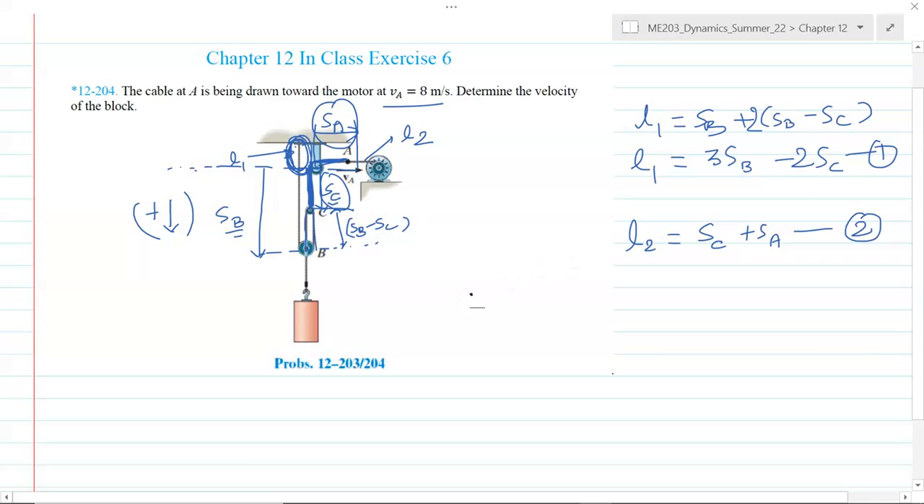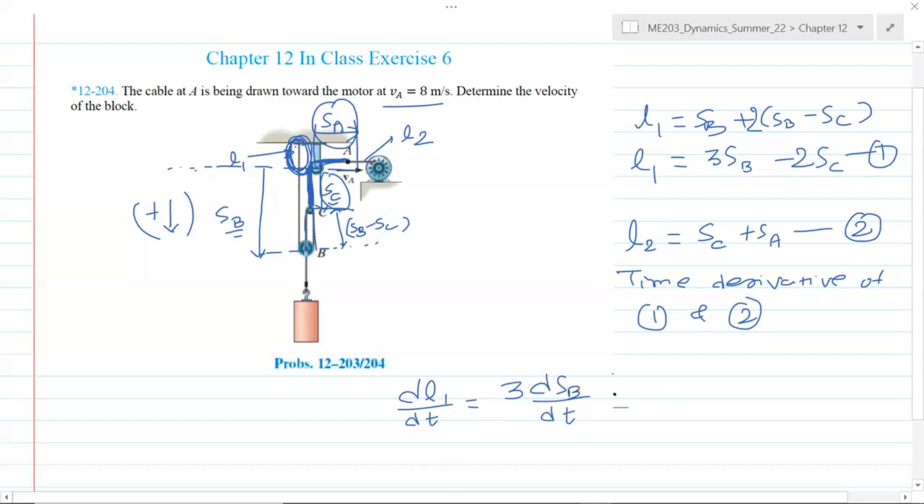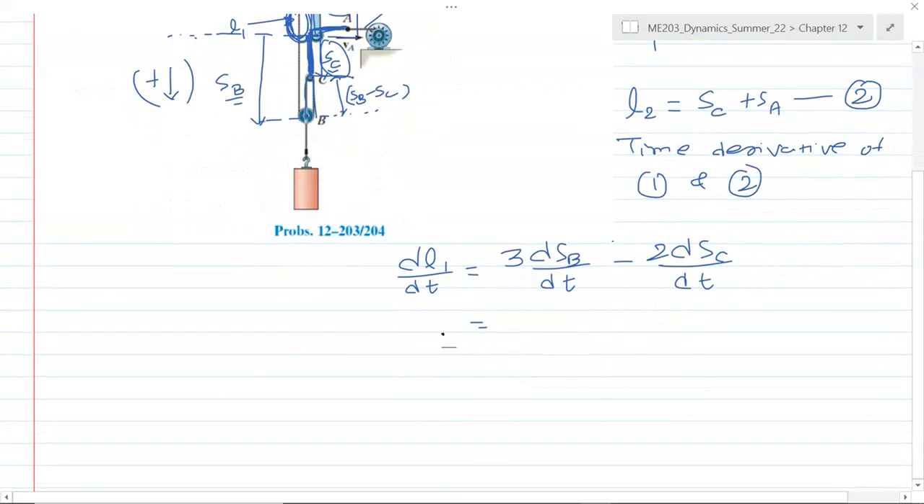So now let's take the time derivative of these two equations, 1 and 2. So it's dL1 by dt is equal to 3 dsB by dt minus 2 dsC by dt. Now total length of the cord does not change, so it is 0. However, SB and SC change, so this is 3, and this can be written as velocity because it's change in position relative to time, and this is velocity of C.